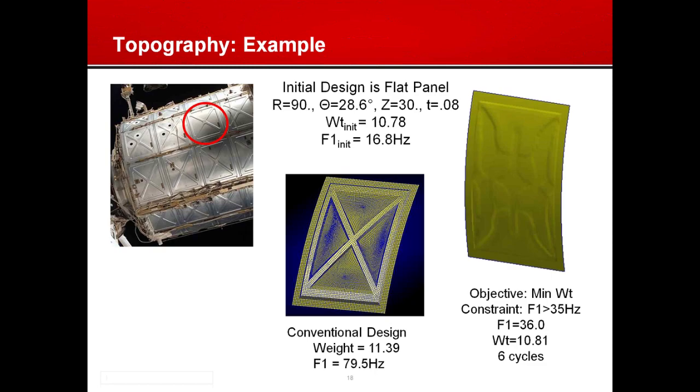Here is an example of a panel on a spacecraft structure, and this was optimized to meet the weight minimization criteria while keeping the frequency above a certain value. And you can see the complicated, intricate shape that it came up with to meet that. It would be hard to come up with a design like that manually.